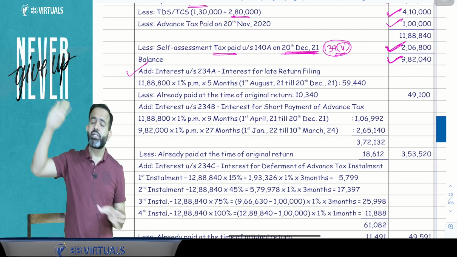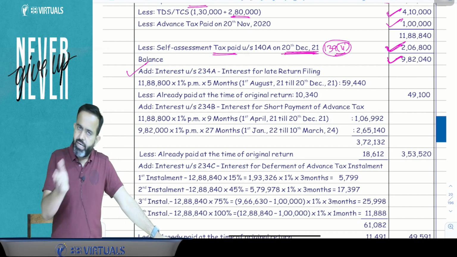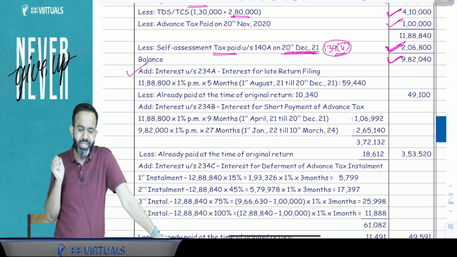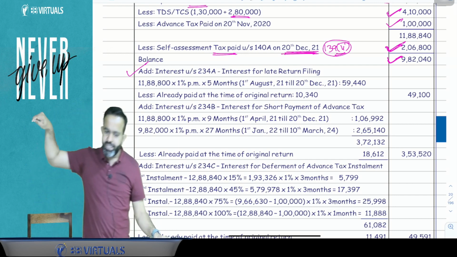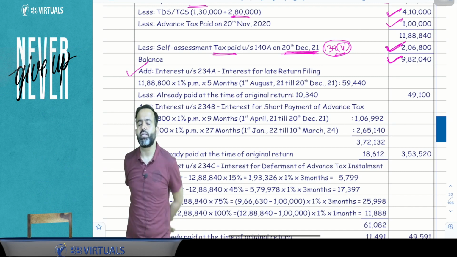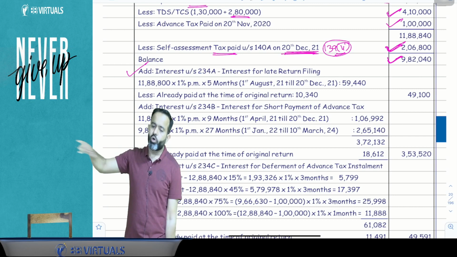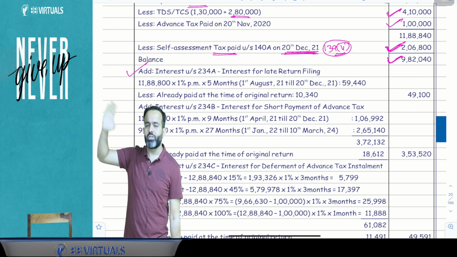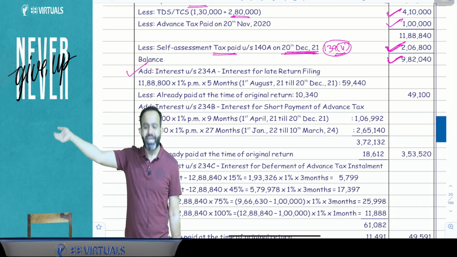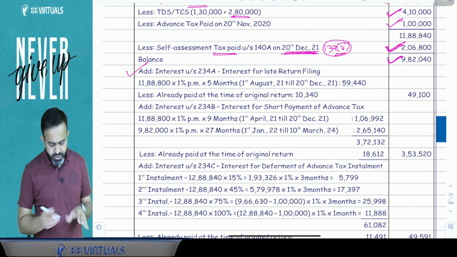And suppose the earlier return you already filed under section 139(1), then obviously in the updated return 234A interest will not be counted, because you have filed the return on time. You have to check that if the earlier return was not filed, then 234A will be counted till the updated return you are filing, because the updated return is your first return. But suppose earlier you already filed the return under section 139(1) or 139(4), then 234A will be counted only till the date of filing of that return.